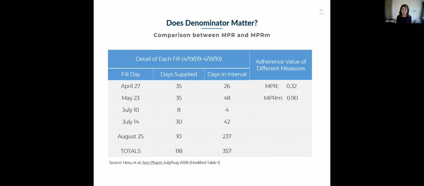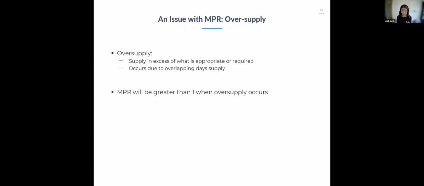So this makes a huge difference, right? Okay, so now this is a brief explanation of MPR. Now, one issue that you really want to pay attention to here is the issue of oversupply. What do you mean by oversupply? Oversupply is supply in excess of what is appropriate or required. And why does it happen? And what does this mean?